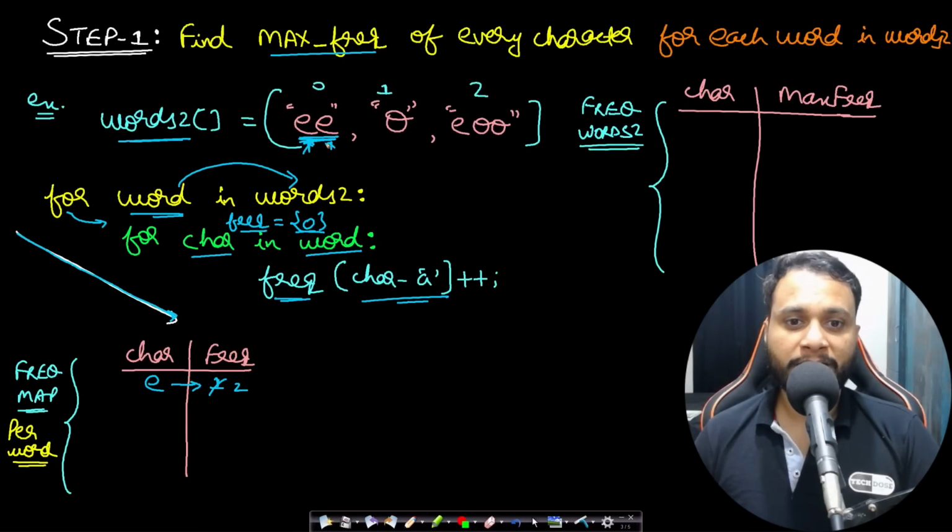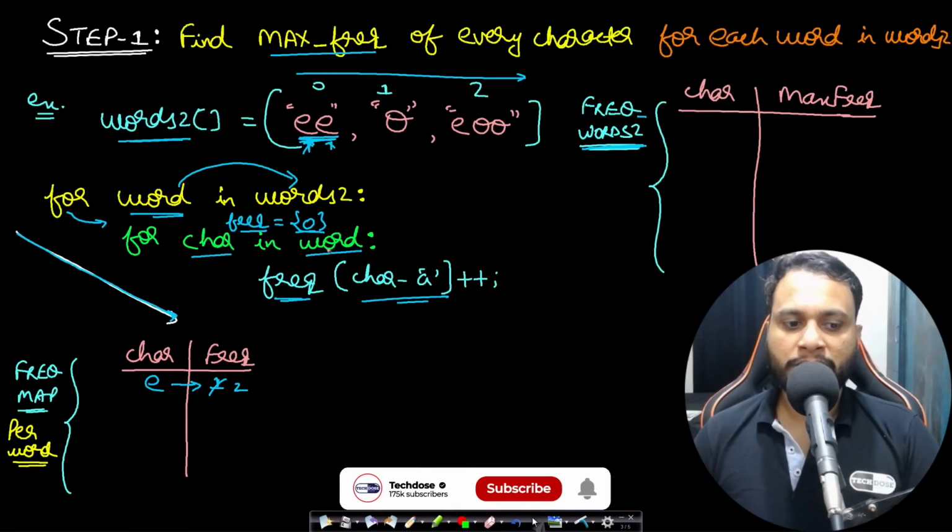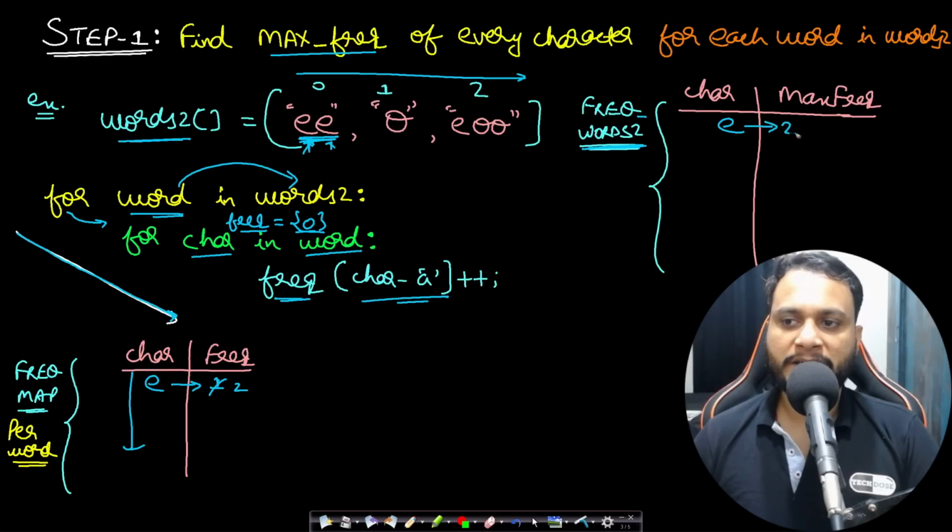But we need to track the maximum frequency of each of the characters over the list of words in words 2. For that we will take another map, which is the frequency for each of the characters in words 2, named frequency_words_2. I will iterate over each of these values and set the max value in the frequency words: if E already had a certain frequency in words 2, then what will be the maximum frequency now? The already known max value, comma, this 2. So I will be updating this in words 2, and you will see this happening in the code.